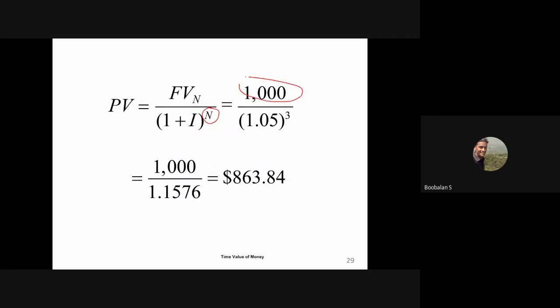Substitute all the data: $1,000 we are getting, and 1 plus 5%, which we convert into decimal, 0.05, and the holding period is 3 years. Now just substitute. So the principal amount I invested is $863. This is the amount I have invested.